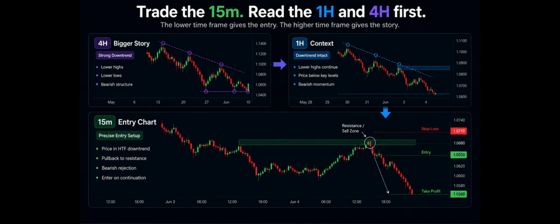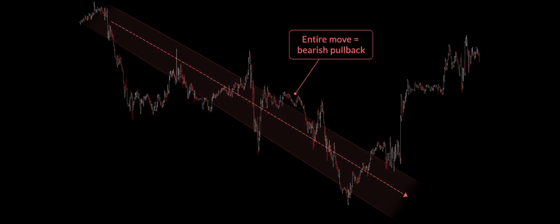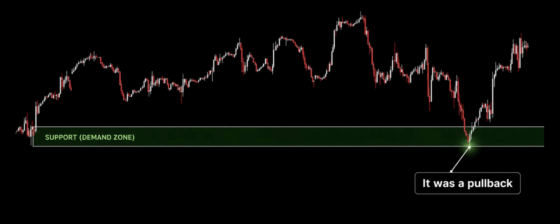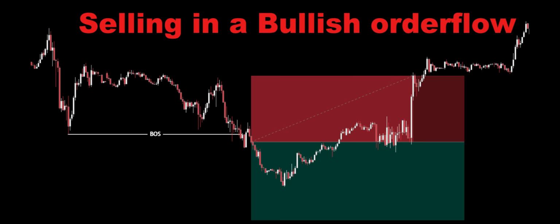If you trade on the 15-minute chart, you should still look at the 1 hour or 4-hour chart. Why? Because the 15-minute chart can show a bearish pullback, while the higher time frame is still bullish. A beginner sees red candles and sells, but the higher time frame is still bullish. So that trader is selling into bullish order flow.